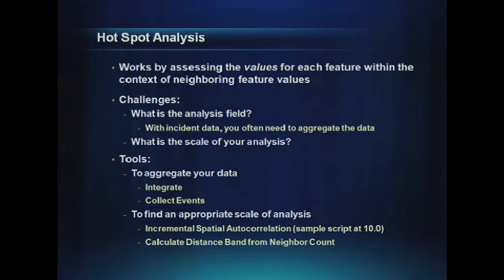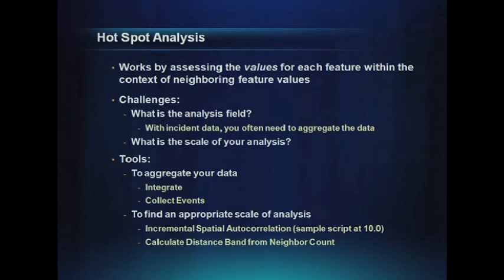And a couple tools that might actually be helpful to you are the integrate tool and the collect events tool. And the second thing that's going to be a little tricky is finding the appropriate scale of analysis. The hotspot analysis tool is going to ask you for a distance value. So there's a couple tools that might help you find that as well. One of them is incremental spatial autocorrelation. That's a sample script on our website. We'll show you how to download that. And the other one is the calculate distance span from neighbor count.